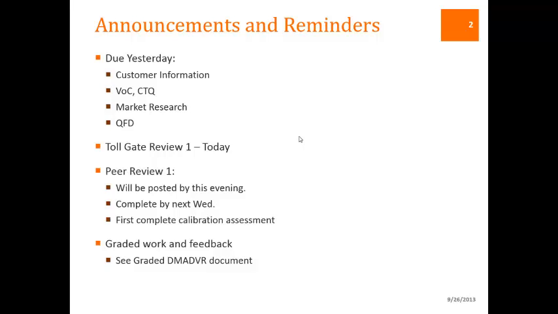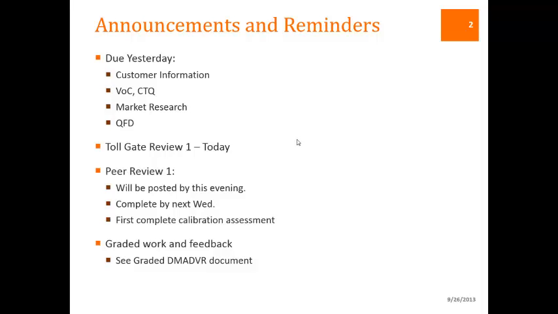Yesterday you should have turned in your customer information, the voice of the customer and your CTQ, which should include customer requirements and engineering specs, your market research sheet, and a completed QFD, which should include completed matrices for everything except for the bottom section, which is your decision matrix. You'll be giving your Tollgate Review 1 today through an online meeting space.